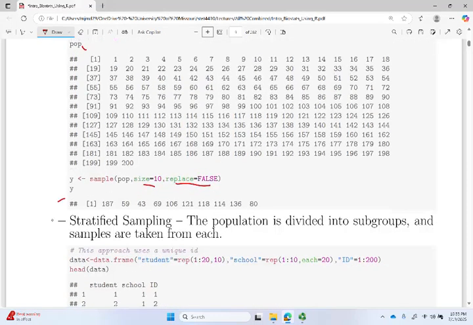Okay. We have what's called stratified sampling. And so we divide a population into subgroups. And then within each subgroup, we take a small sample.